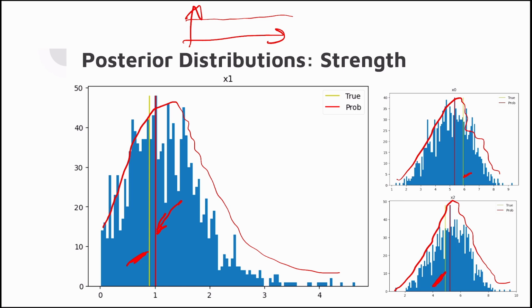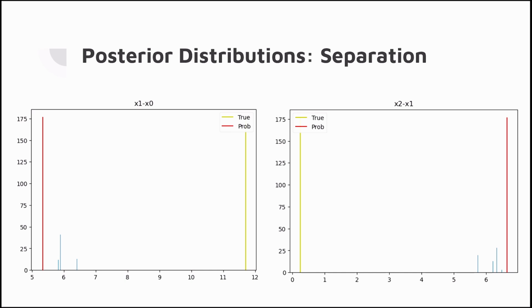If we then move on from the strength and look at our separations, we see something else entirely. First of all, we have very sharp peaks here. Very sharp peaks. So this indicates to us that our model has quite a high degree of confidence in these particular modes.